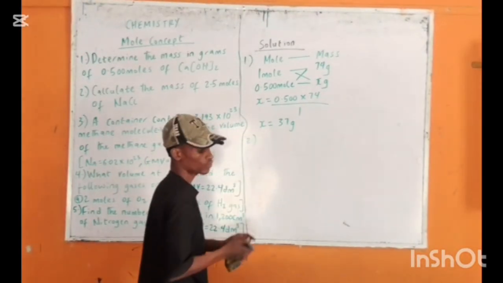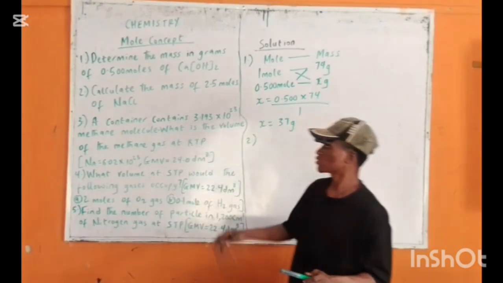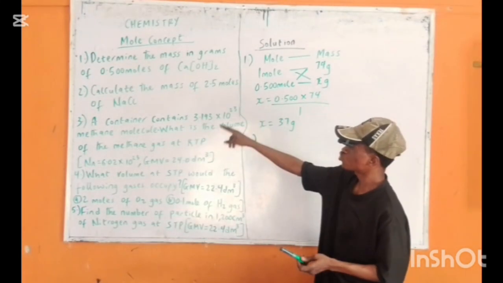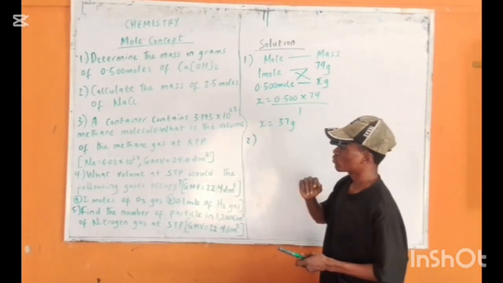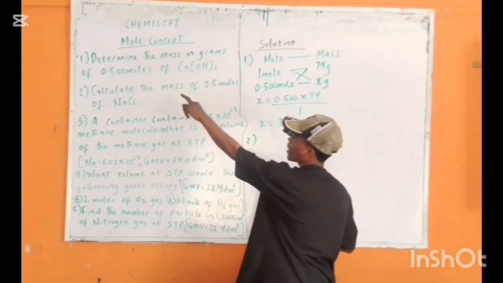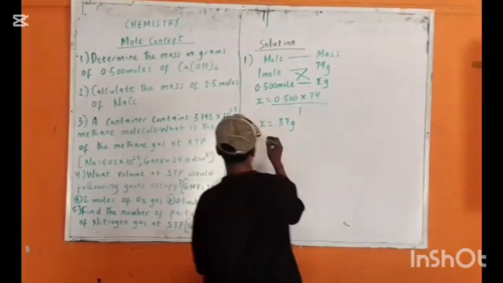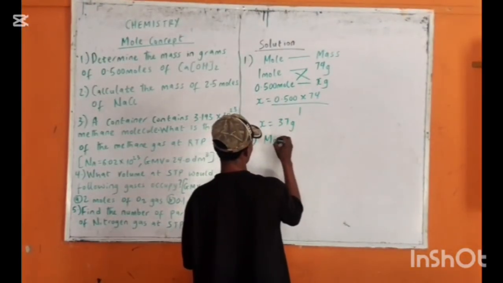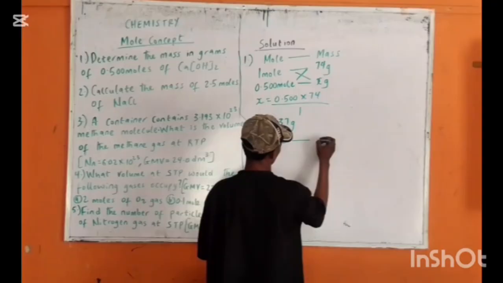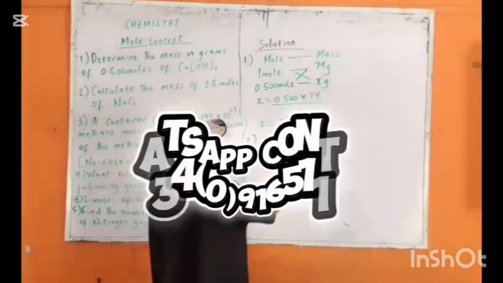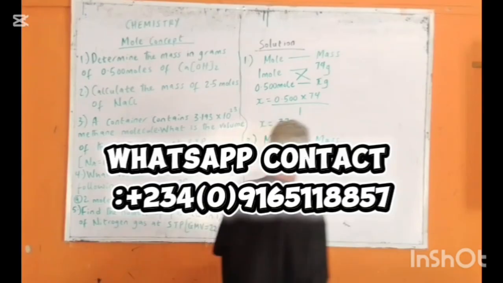For number 2 now, question 2 says calculate the mass of 2.5 moles of sodium chloride. So we are saying mass and mole. So we are relating mole and mass.